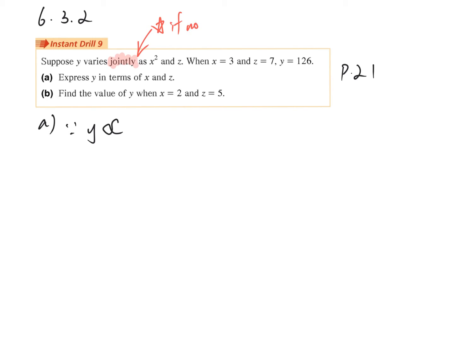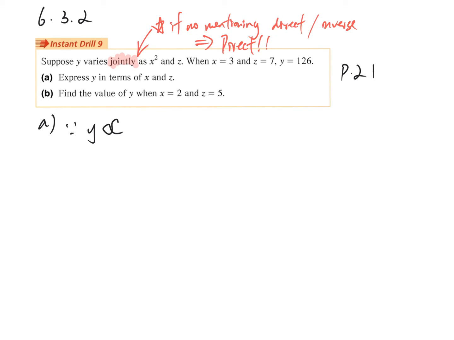If no mention of direct or inverse, that means it is direct. Actually it is preset to be direct if I did not mention that it is inverse. If you want to clarify that it is an inverse variation, you have to write down "varies inversely".